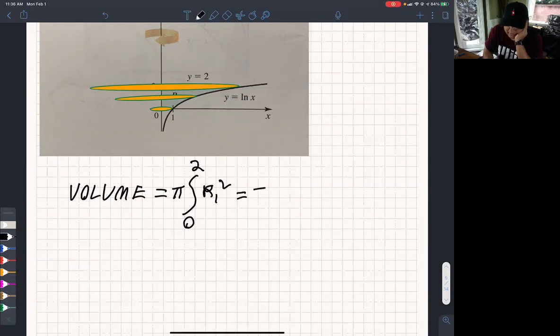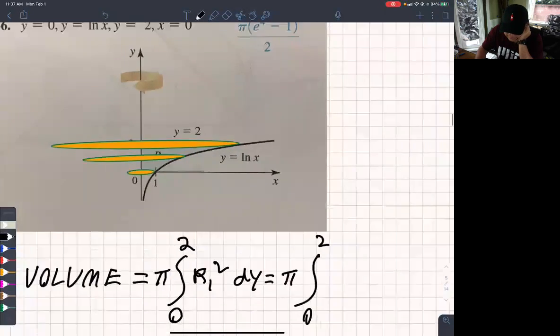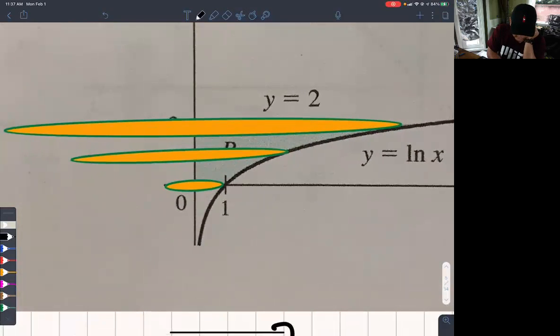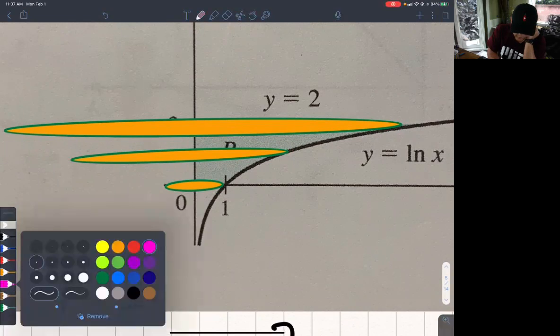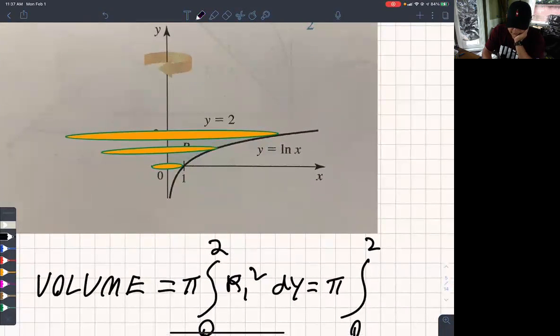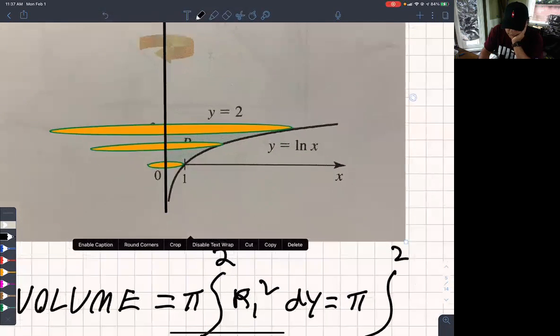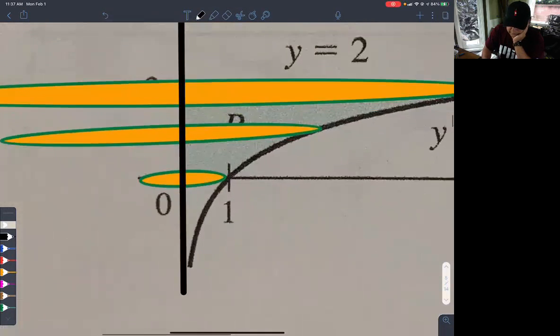Oh, and the thickness of the disk. The thickness here is a change in y as you move up and down. So you need to know that that is dy. If you don't, you need to come visit me and get some help. Okay, so pi, we've got to figure out r, or r1 in this case. So let me zoom in. What does r look like? So r always goes from the axis of rotation to your function. Let me draw the axis of rotation in here again.